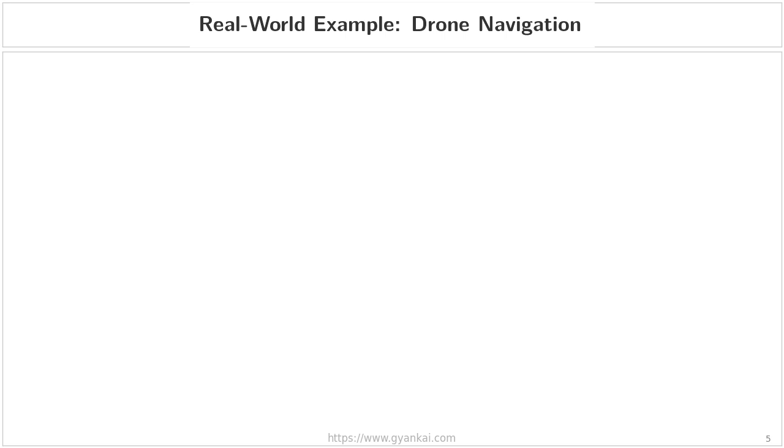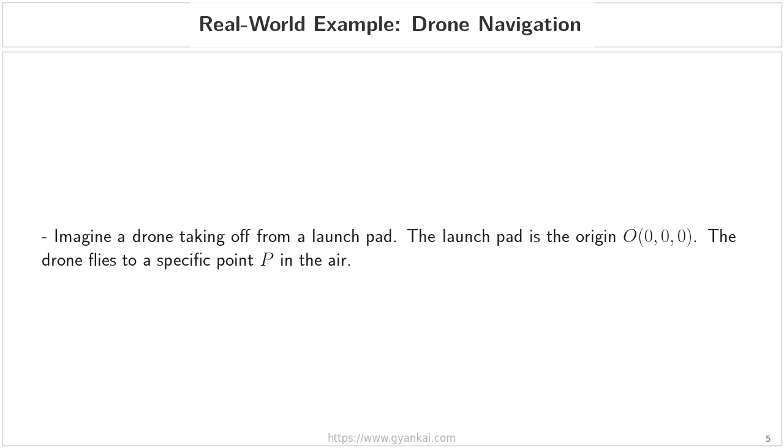Real-world example, drone navigation. Now that we have covered the theoretical notation and the formula for magnitude, let's put everything we've learned into a practical context. Imagine a drone taking off from a launch pad. To make our calculations easy, we will treat this launch pad as our fixed reference point, or the origin, which we denote as O, with coordinates 0, 0, 0.